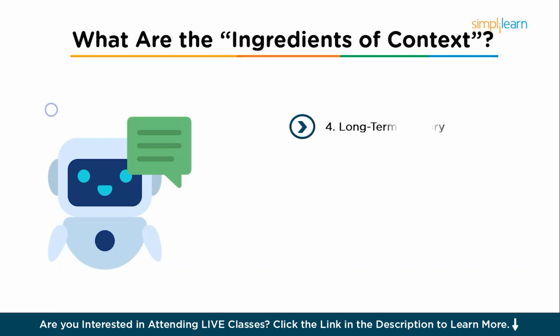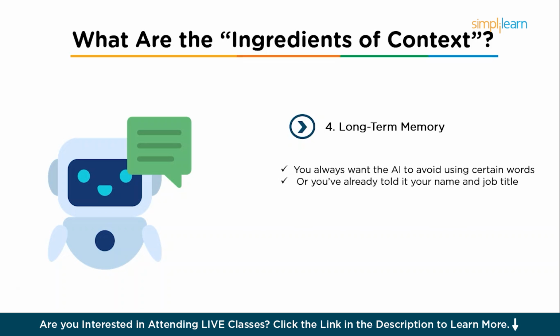Next, we have long-term memory. This is the memory from older sessions or saved preferences. Let's say, for example, you always want the AI to avoid using certain words, or you have already told it your name and job title. If you have shared this before and it remembers, that's long-term memory. Not all AI tools have this yet, but the best ones, like advanced agents, do.